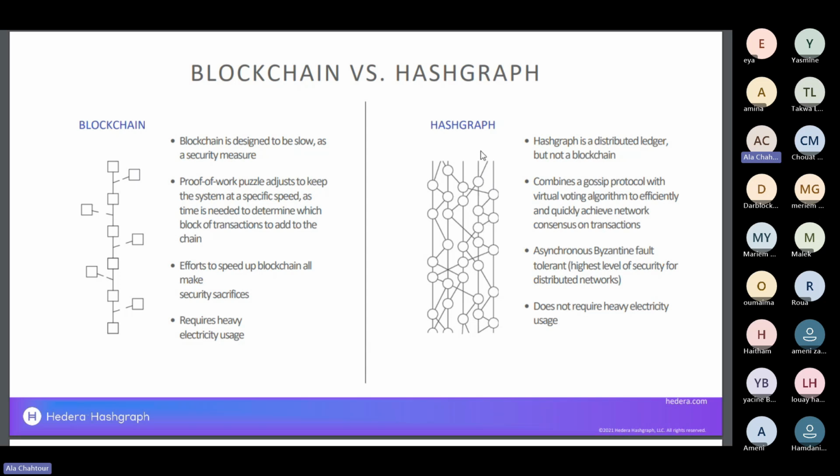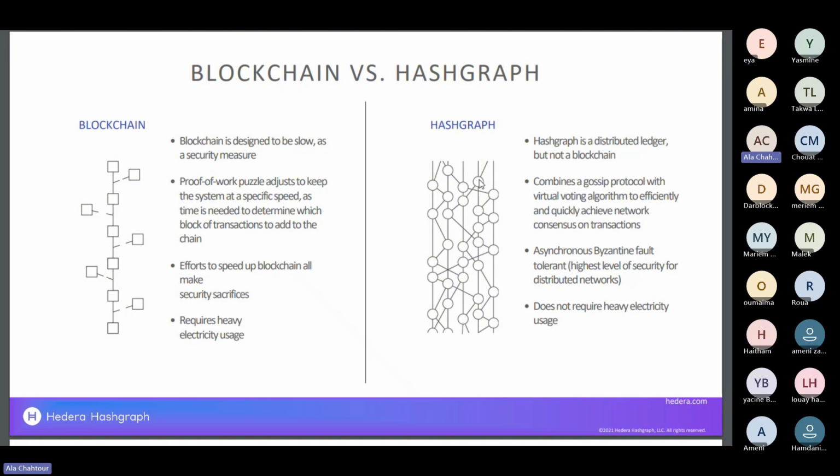But as you can see, in the hash graph design every node is connected to each other. If you start from this node, you can directly get to this node. You have a way to get to this node. That is what makes the Hedera hash graph very fast and very scalable.